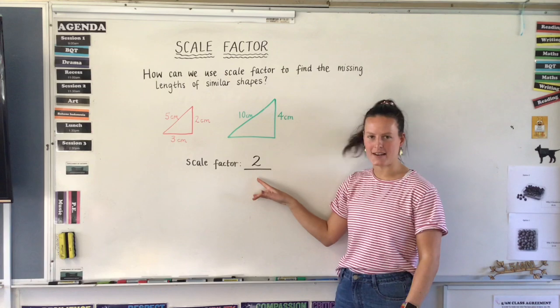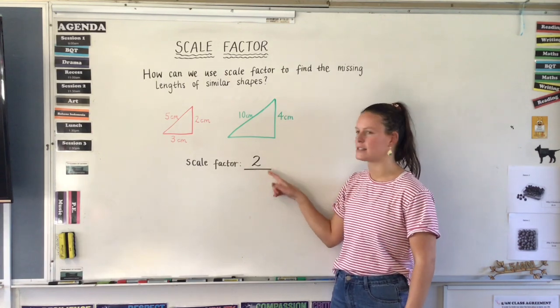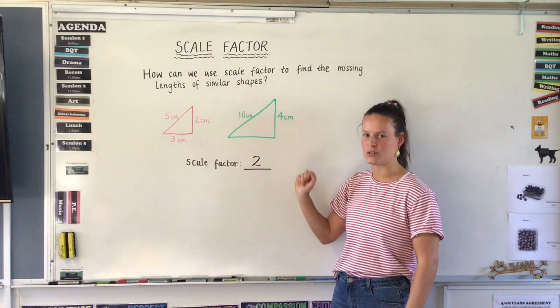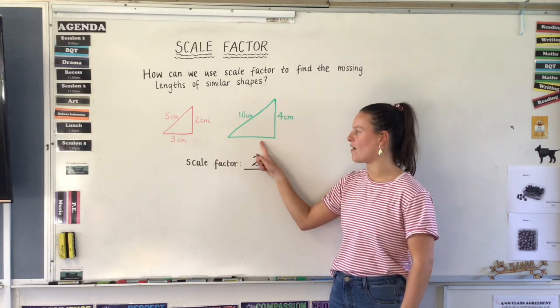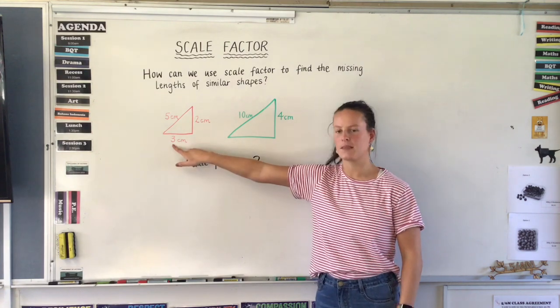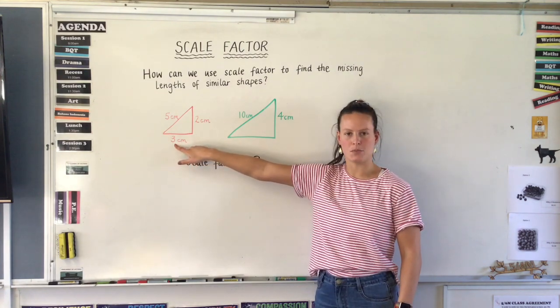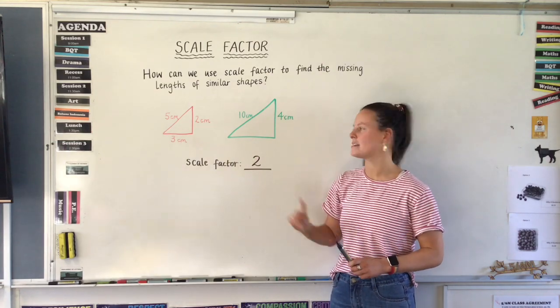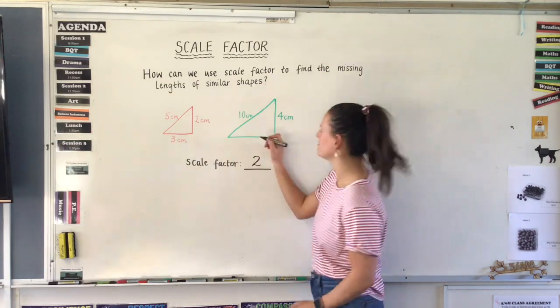Now that I know what my scale factor is, I can use this number to figure out what this missing length equals. All I need to do is find the matching length on the opposite shape, so here, and I simply do 3 multiplied by 2, and I know that that equals 6. So the missing length must be 6 centimetres.